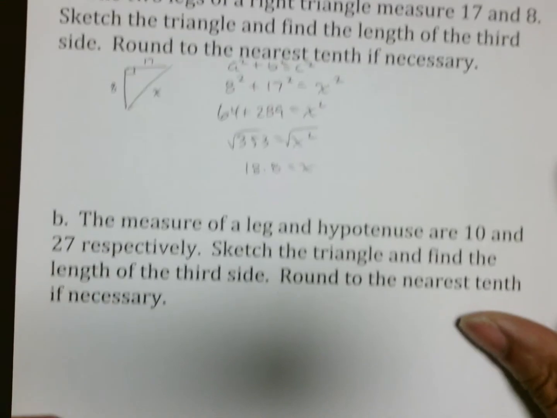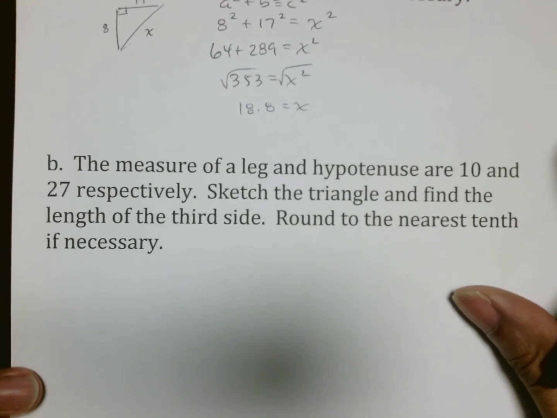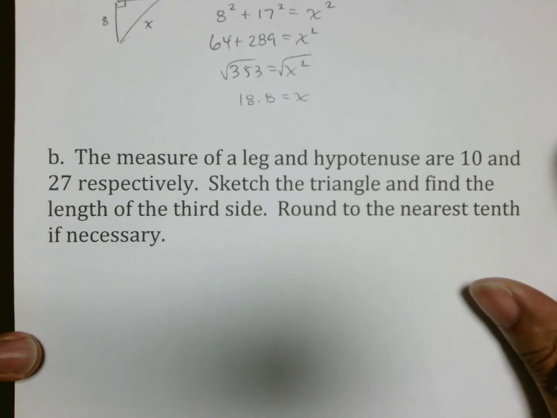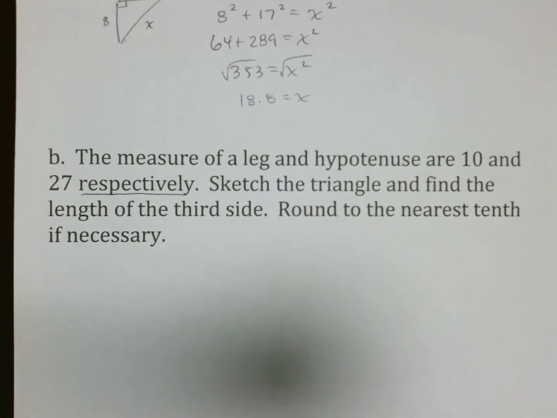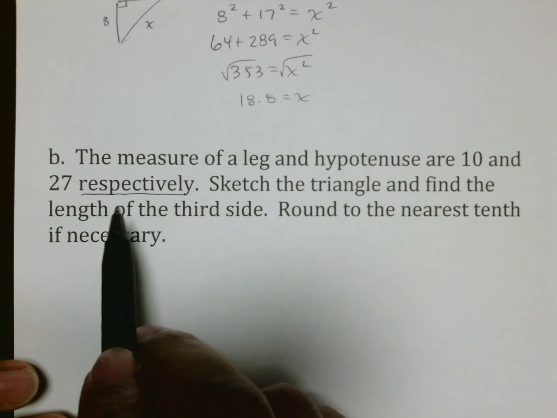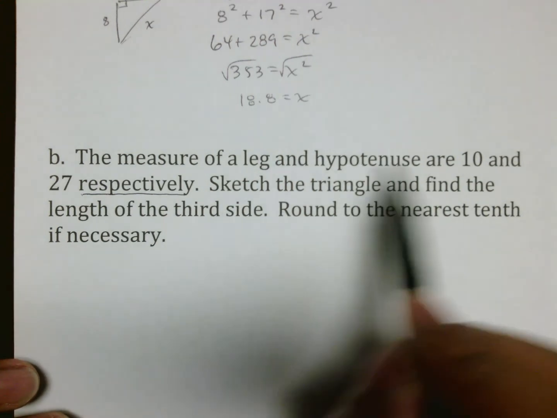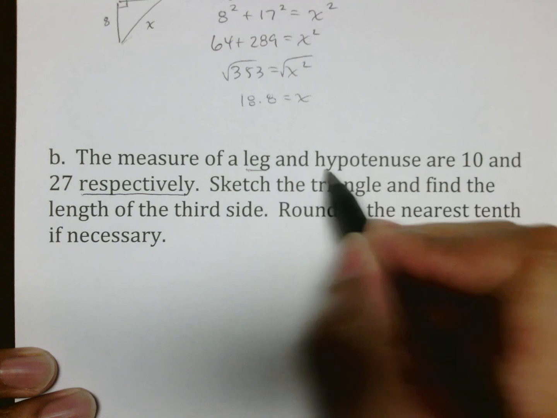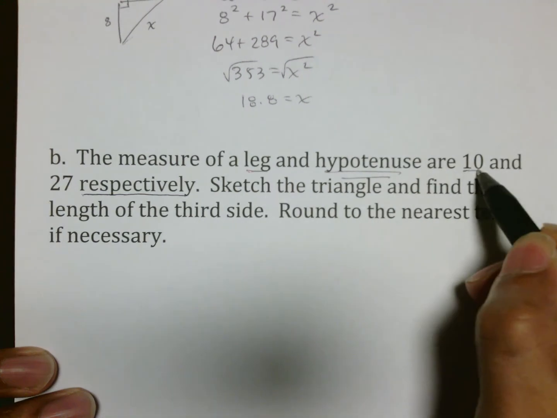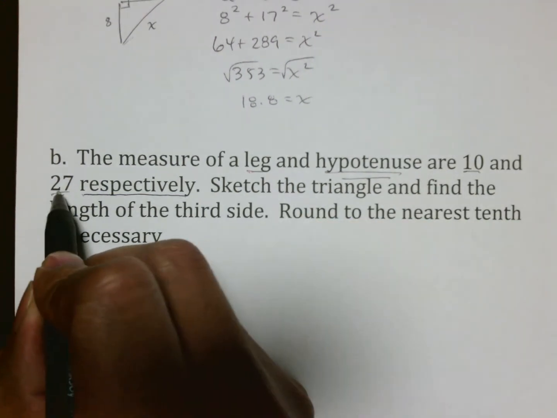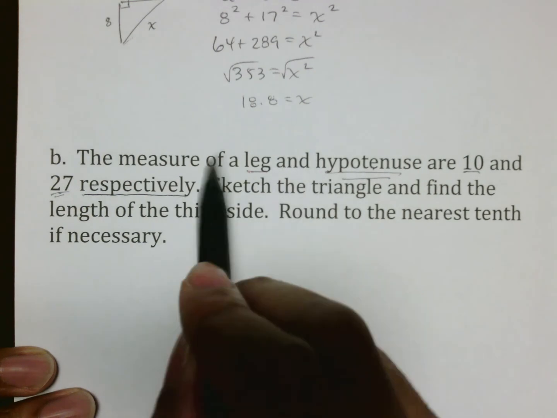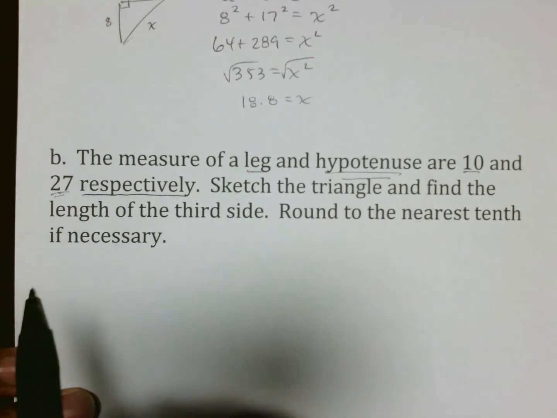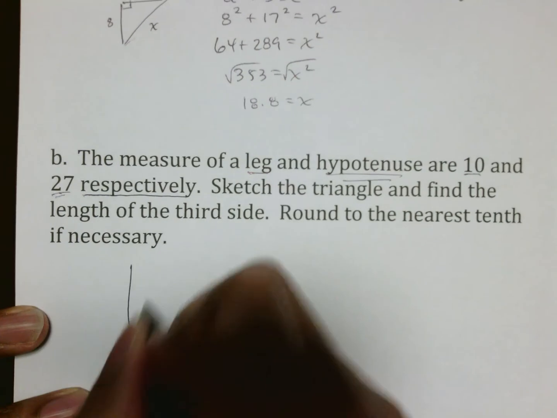Another question you might see might say the measure of a leg and hypotenuse are 10 and 27 respectively. Again, sketch the triangle, find the length of the third side. If you've never seen this word respectively, I did that because I need you to understand what this word means. This means that the order of what they stated is the same order as the numbers. So since leg was first, hypotenuse was second, 10 is first, which means it's the leg, 27 is second, which means it's the hypotenuse. Respectively, again, means whatever order the things were stated is what order the numbers are in.